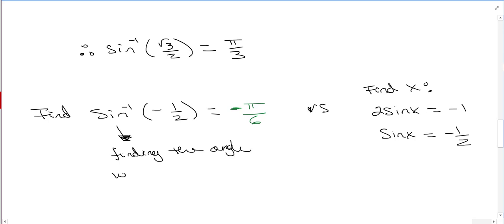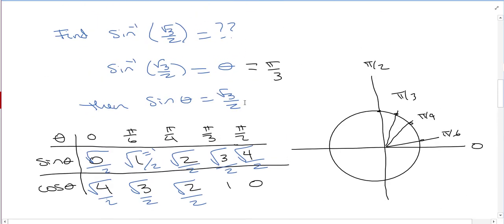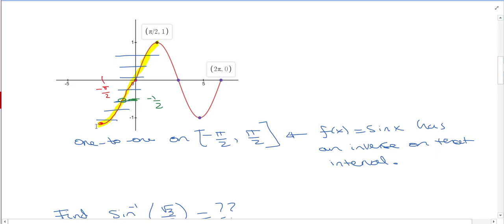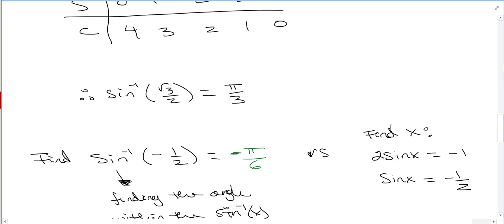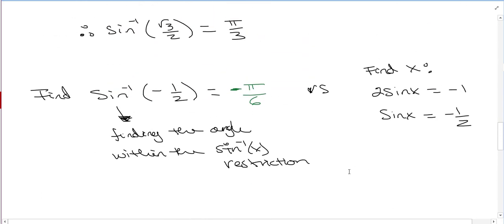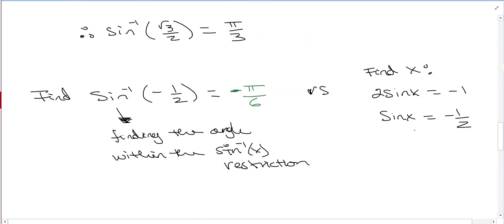So when you're using sine inverse of negative 1/2, you're finding the angle within the restricted domain, within the sine inverse restriction. That means your values are going to be between negative pi over 2 and pi over 2. And that's it. When you're solving a trig equation, then all the angles are available.